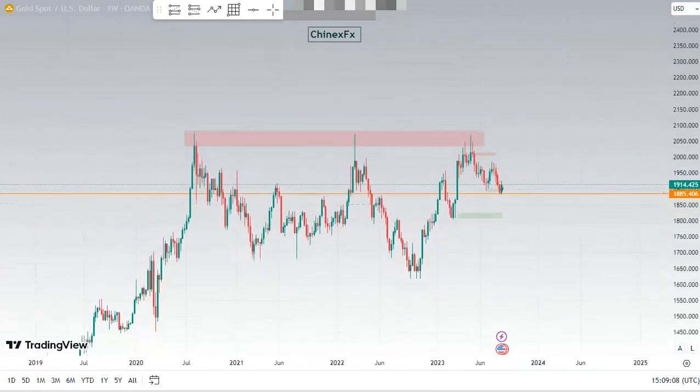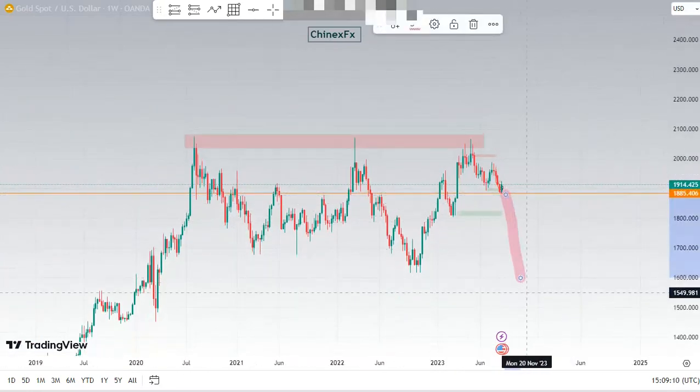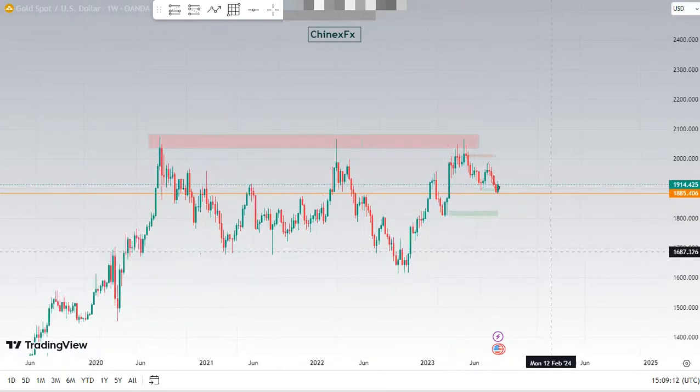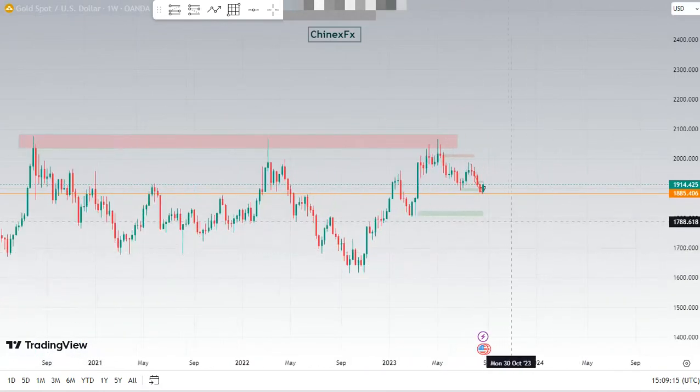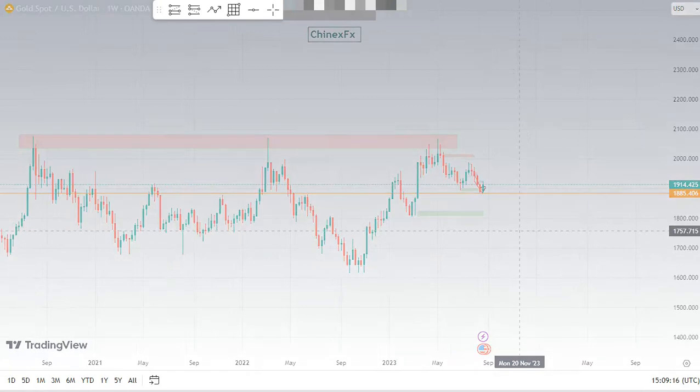Officially from here we could see a major dump definitely, but we'll take it a step at a time. Then basically let's look at the daily time frame for gold.